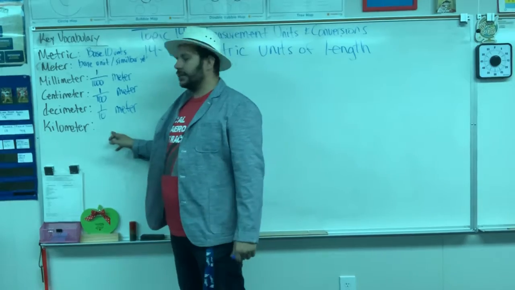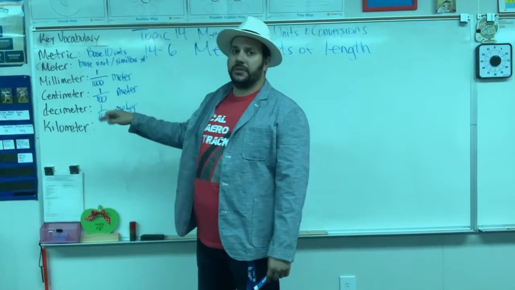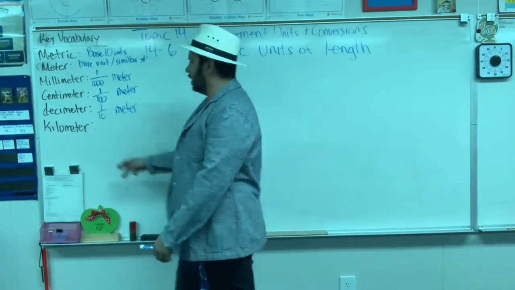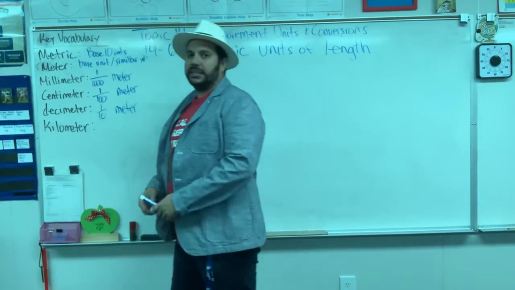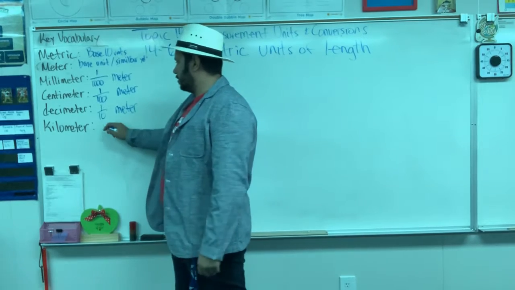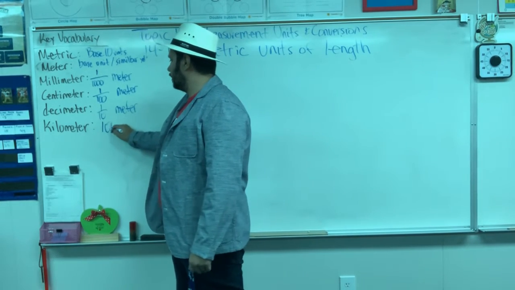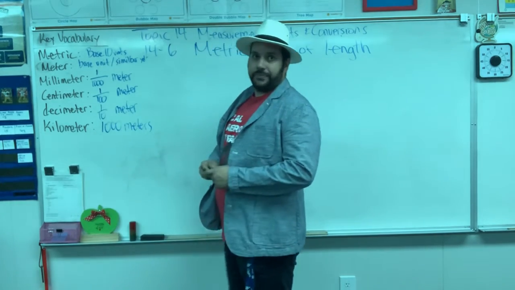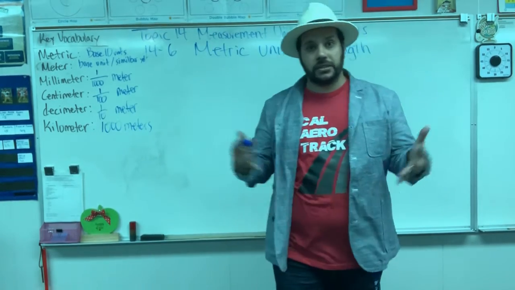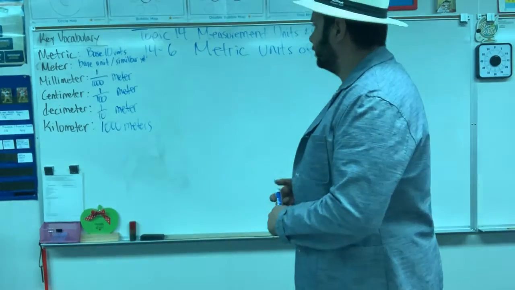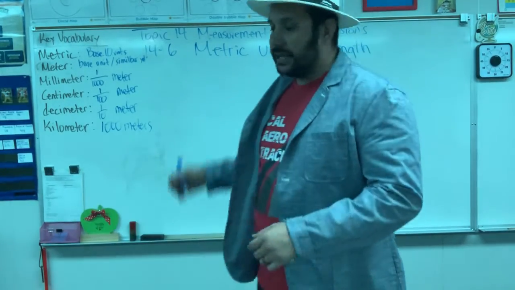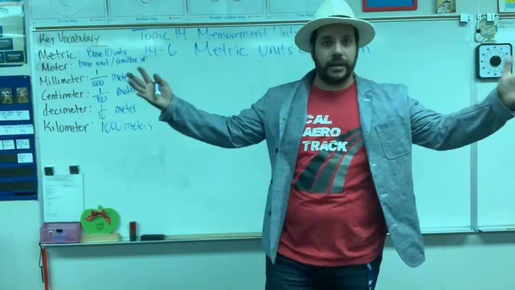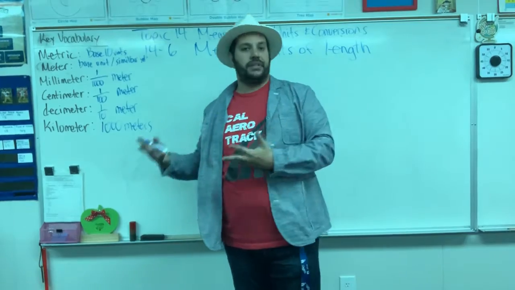And lastly, kilometer. Okay, this is our first unit we're going to use that is greater than a meter, and the prefix kilo means it is 1,000 of. So a kilometer is 1,000 meters. All right, so that's cool. We have a way to measure itty bitty tiny things, and we have a way to measure great big things. Just like in customary, but different. All right.